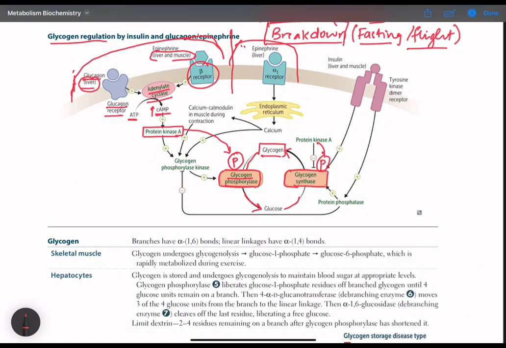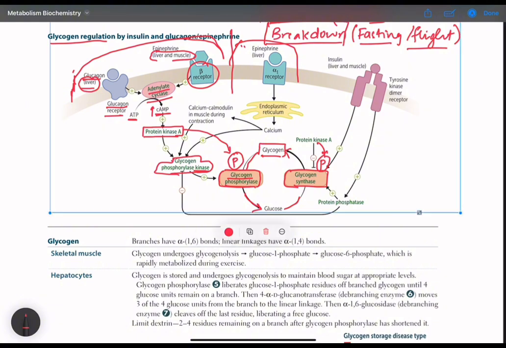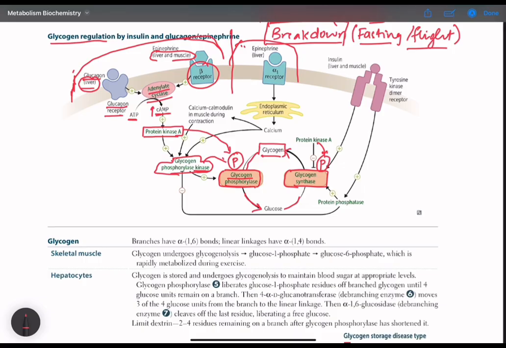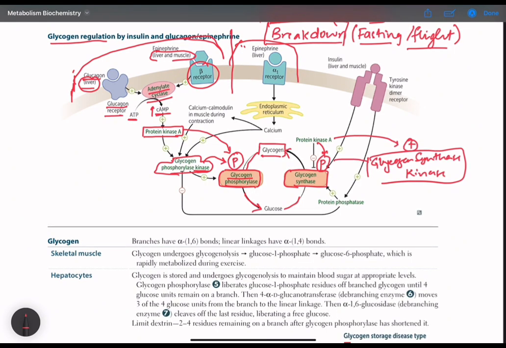For glycogen phosphorylase, it activates glycogen phosphorylase kinase. As the name implies, kinases are the enzymes that lead to the phosphorylation or adding of a phosphate group to the enzyme. Same goes for glycogen synthase kinase. Protein kinase A activates glycogen synthase kinase, and what glycogen synthase kinase does is that it phosphorylates glycogen synthase.